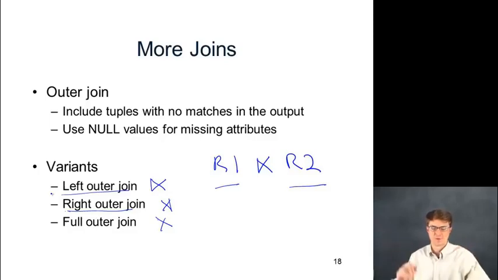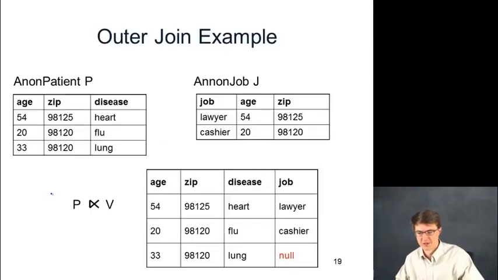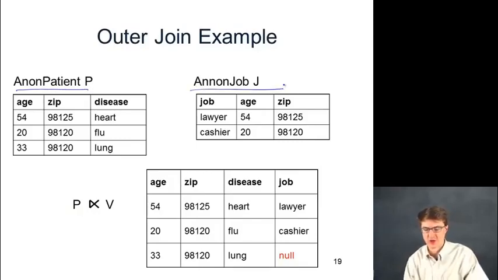Okay, all right, and so an example of this, we have two tables here, anonymous patient and anonymous job. We could do an outer join. Now, what columns did we join on here? Well, it doesn't specify. We omitted it here, although technically we should write that right there in the subscript of the join operator, but of course you can probably figure it out. You look at the columns that they have in common. This has an age column and a zip column, and this has an age column and a zip column. And so it's actually on both of those columns.